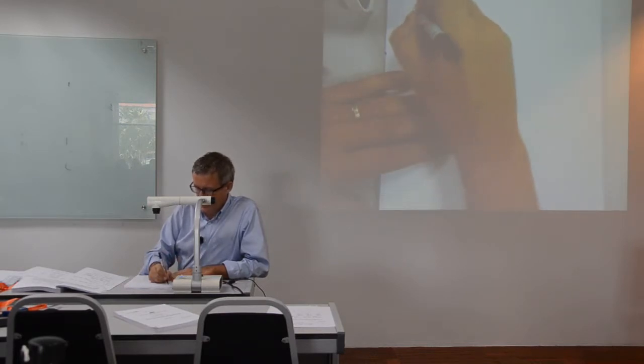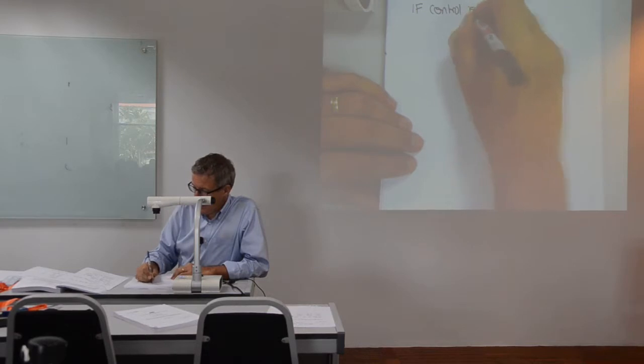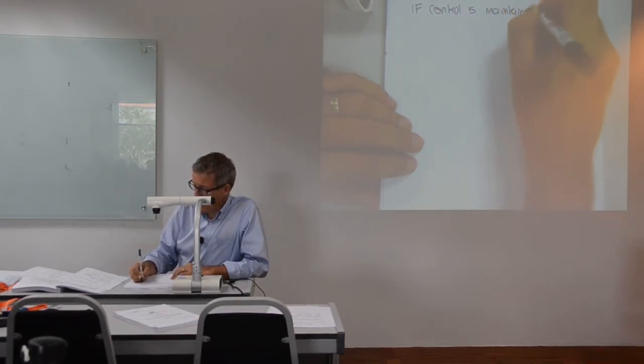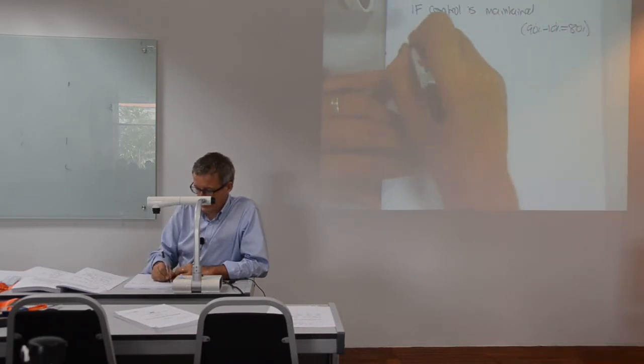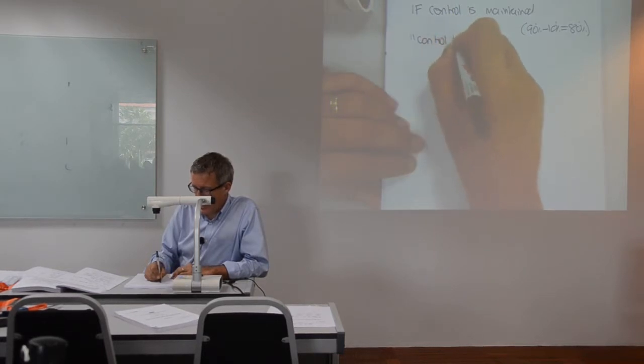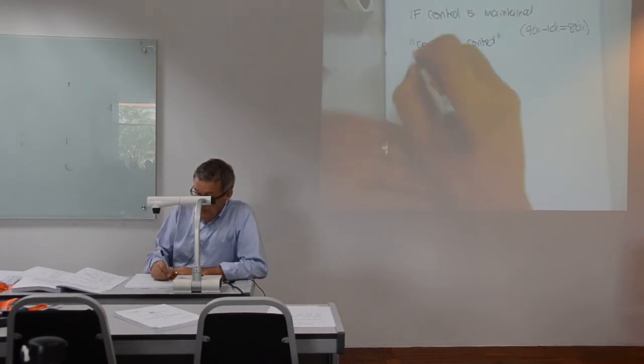So, if control is maintained, so 90% minus 10% should still leave you in control. So this is sometimes referred to as a control to control scenario, or sometimes you could refer to it as an increase in the NCI.